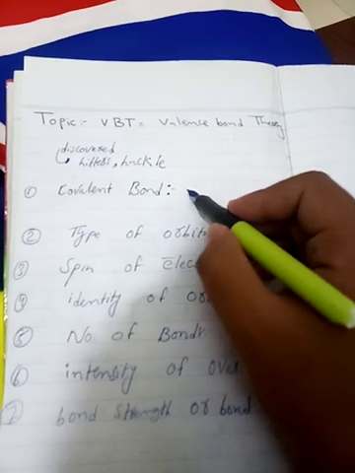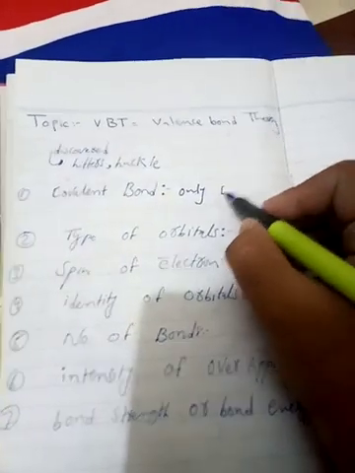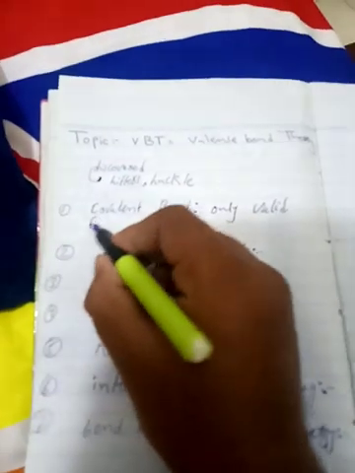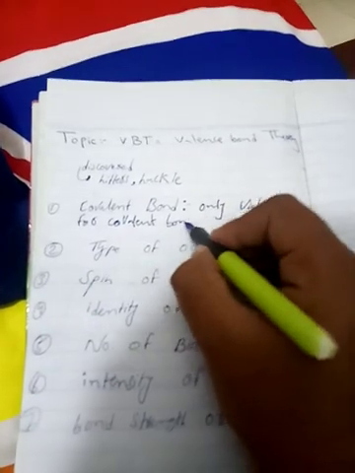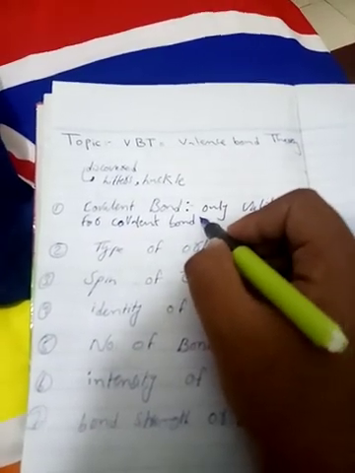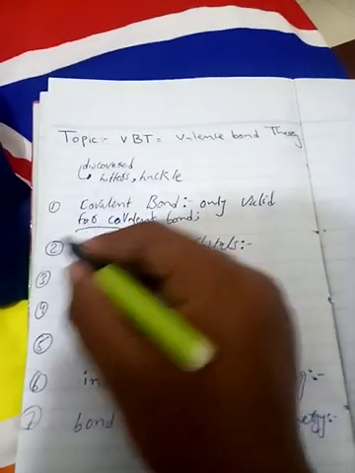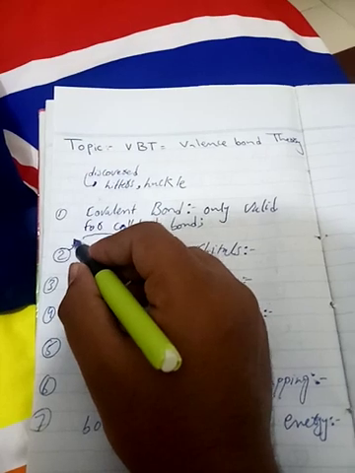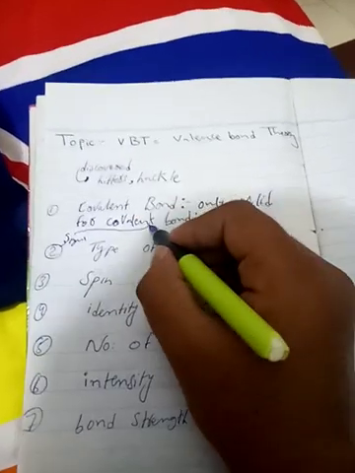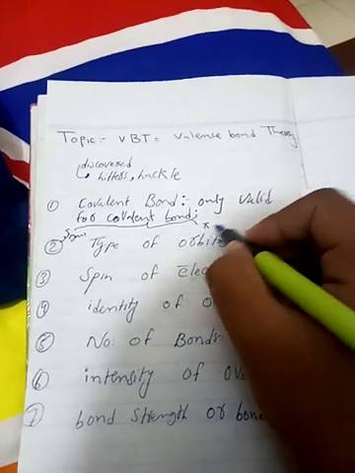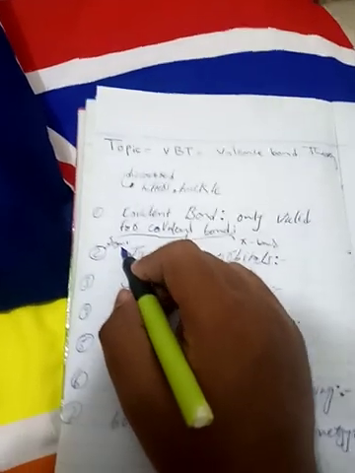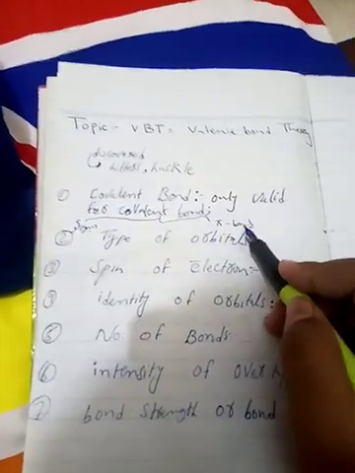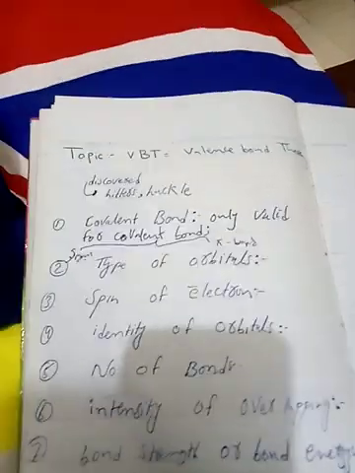This theory is only valid for covalent bonds. If you look at covalent bonds, there are two types: sigma bond and pi bond. The sigma bond happens on the x-axis, or you may say head-to-head bonding, and the pi bond happens side-to-side. You may say it is the attaching of orbitals.